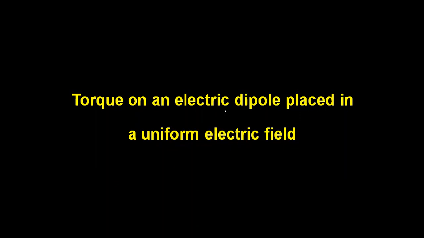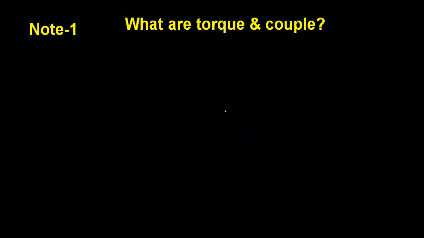Now, before going into the derivation part of the torque, we shall have a small recap on what is torque and what is a couple. See, whenever force acts on a body, it may cause translatory motion. It may make the body move from one place to another along a straight line. So that is what we mean by translatory motion.